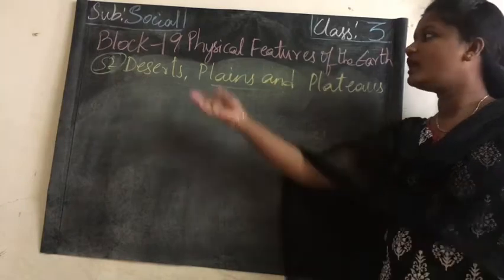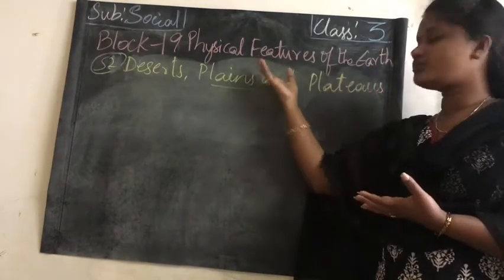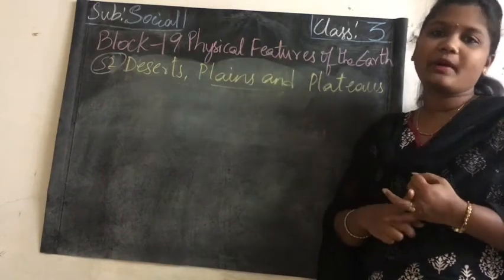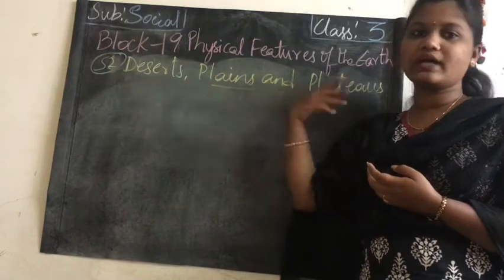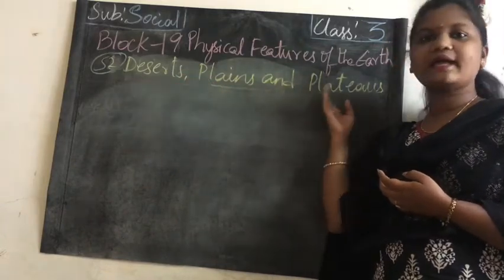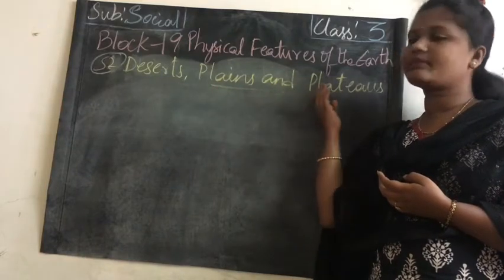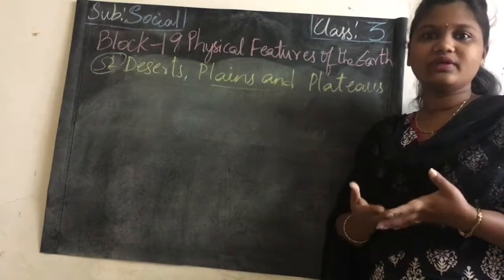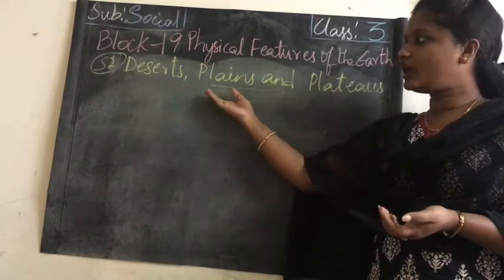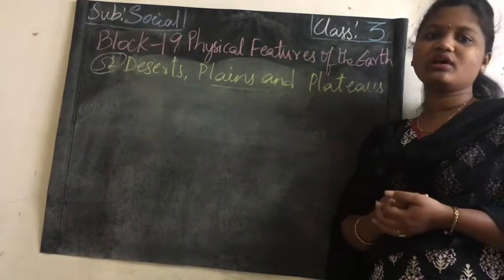In the previous class we learned about some physical features of the earth. What are the physical features? Hills and mountains, two we have finished. Now in today's topic we will learn about the other three: deserts, plains and plateaus. We have learned about hills and mountains, how they are and where we find them. Now we will learn about deserts, plains and plateaus in detail in the reader, children.